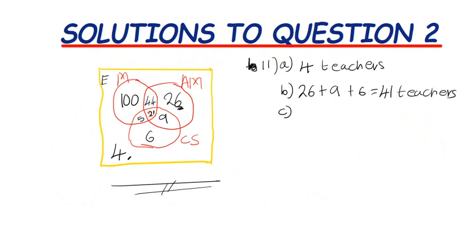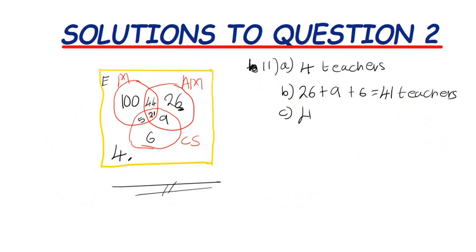So you add 44, 5 and 9 there. So you say 44 plus 9 plus 5. Your answer is 58. So you say 58 teachers, like that. So that is your answer.